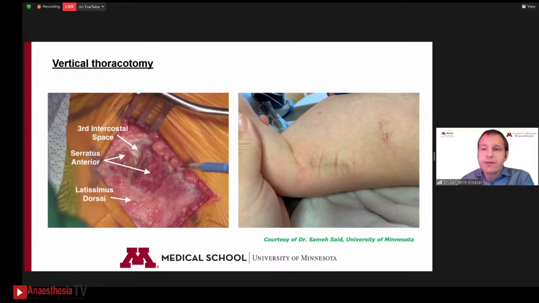A nice technique is the vertical thoracotomy. It allows a really superior cosmetic result. As you can see here, the incision is mostly hidden under the armpit. And the other big advantage is that it can be used to preserve muscles. So especially the latissimus dorsi and the serratus anterior muscle can be retracted as seen here, and essentially do not always need to be divided for this particular approach.